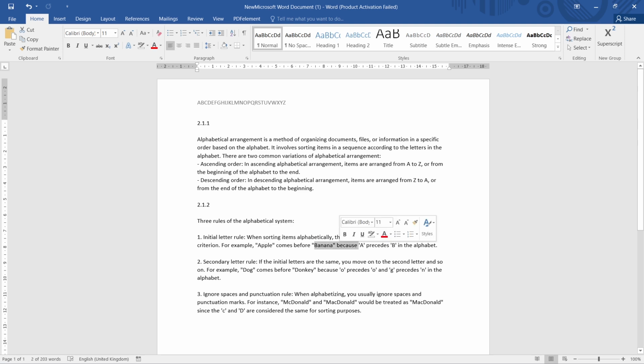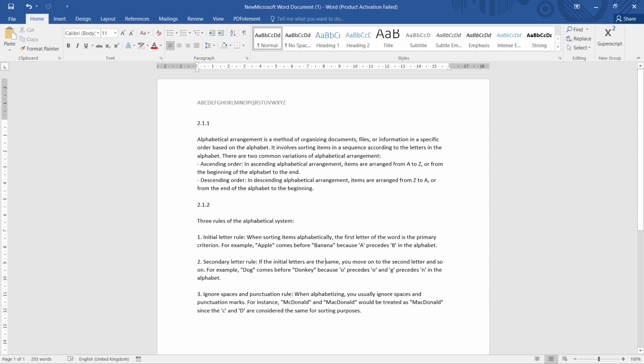So that means on our list we have apple and banana, and if we arrange it in ascending order, apple will be first because A comes before B. You understand? So that is how the initial letter rule is applied. We only consider the first letter of the word, and then we arrange the list according to that, right?